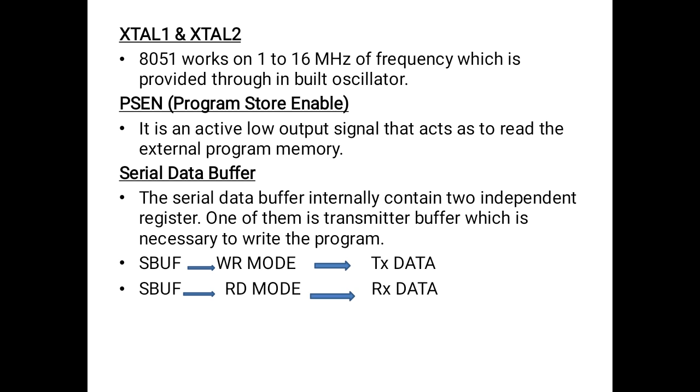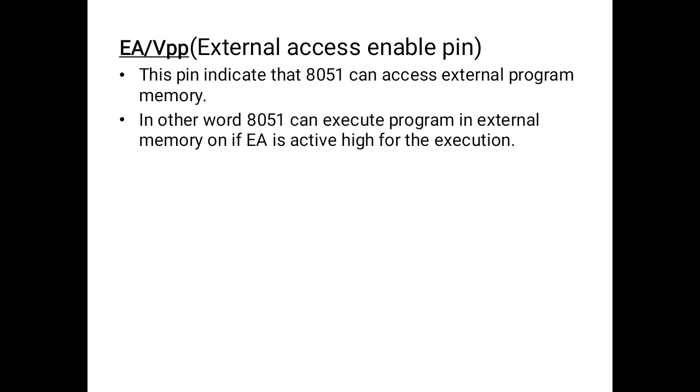Serial buffer basically provides the information whether the information is transmitting or receiving. If information is transmitting, then it's working in write mode, and if it is receiving, then it's working in read mode. Here the pin EA/VPP defines the external access. This pin accesses the external program memory. It should be active high to access the program from the external memory.